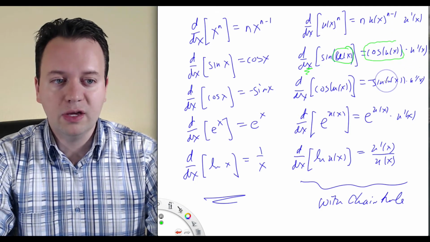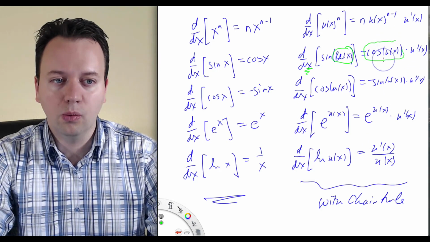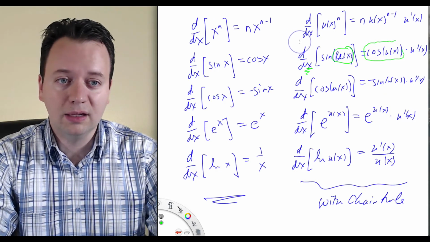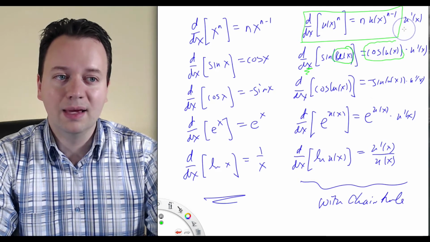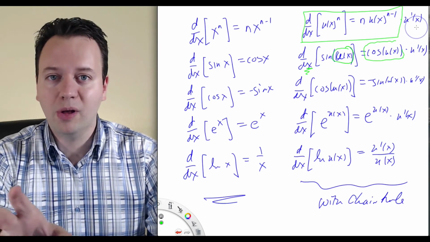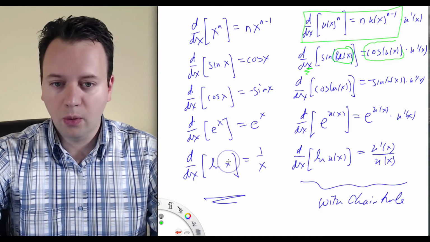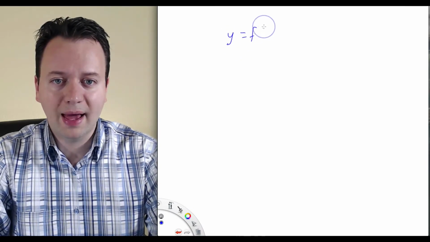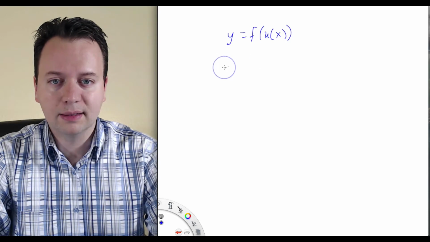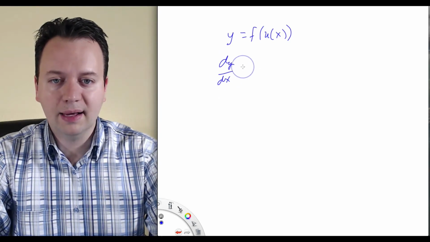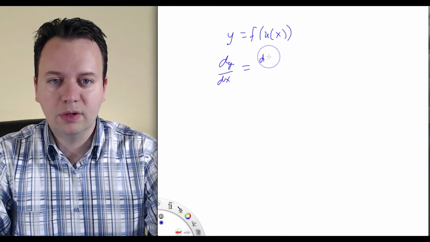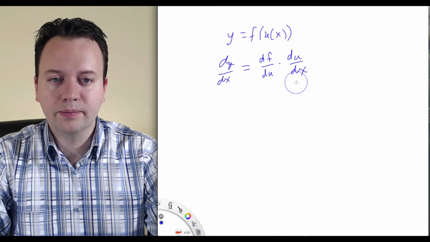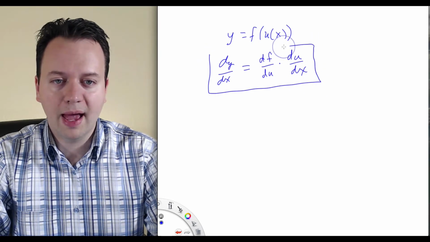So notice in each of these 5 extended derivative rules, the x was replaced with u of x, and then basically the rule was exactly the same, except then once we applied it, we had to multiply by u prime of x. So one way to write this is if we have y is equal to f of u of x, dy dx is, we can think of this as df du times du dx. Right? So that's one way of looking at the chain rule.